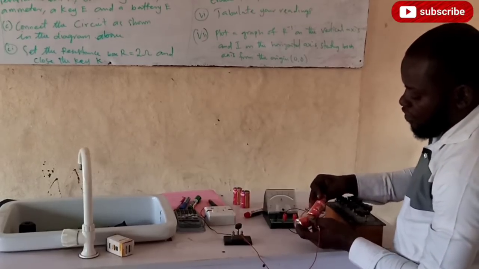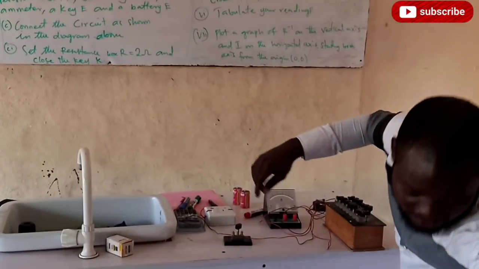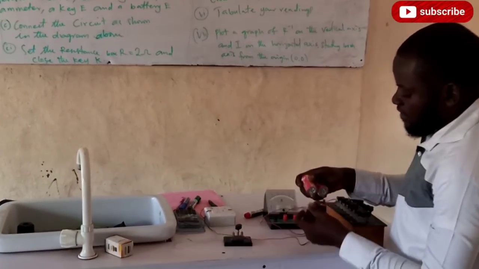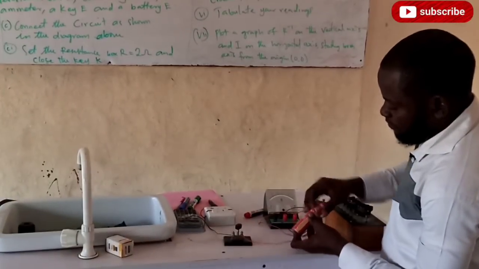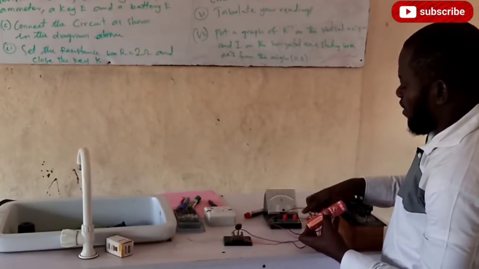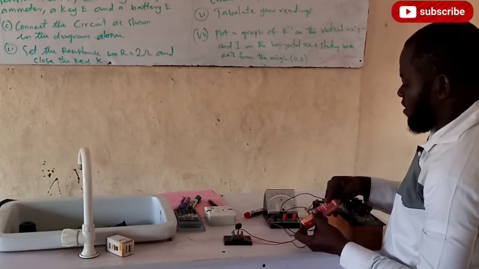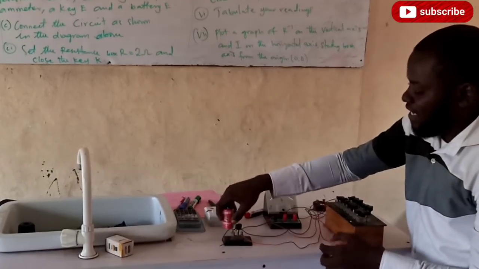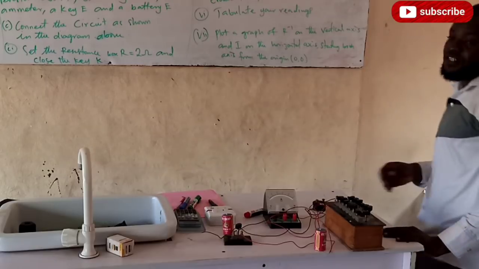So permit me to change this cell to the other one. I think this is very weak because the current that is reading is very, very small. And that's why it's advisable that you get a new battery if you are carrying out the experiment. Okay, cool. Now let's go back to the question.